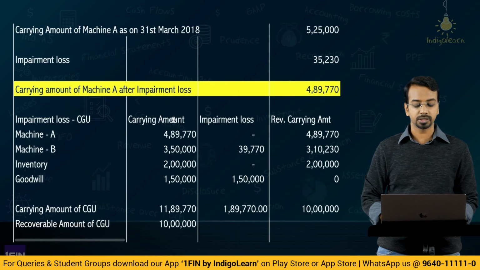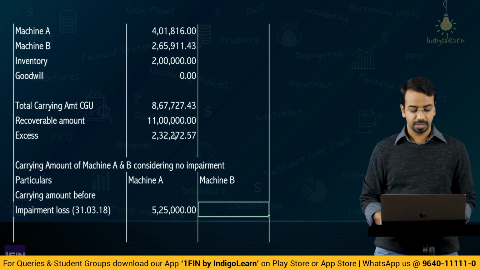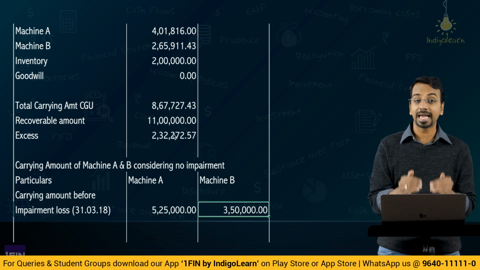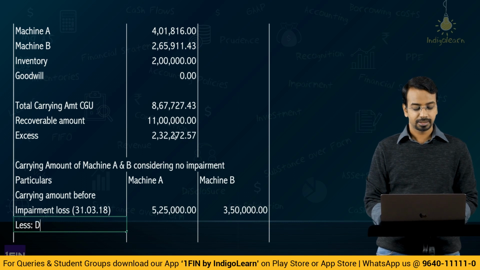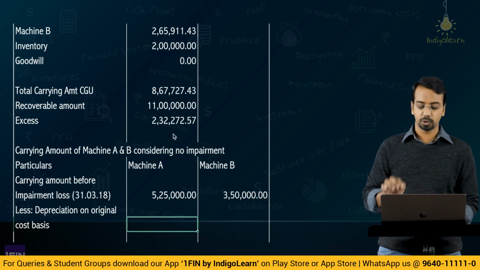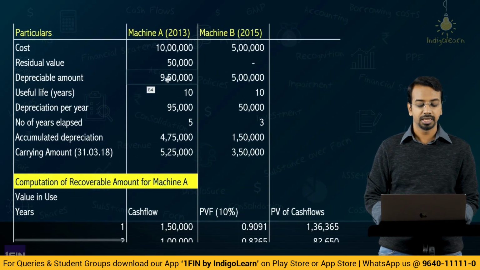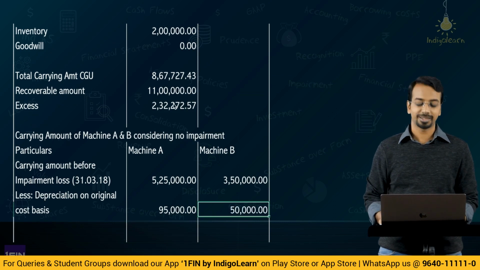For machine A it was 5,25,000 and for machine B it was 3,50,000. These were the carrying amounts before charging impairment loss. Okay, then less depreciation on original cost basis. What is the depreciation on original cost basis? For machine A, depreciation per year, if you see, here was 95,000 and for machine B it is 50,000.